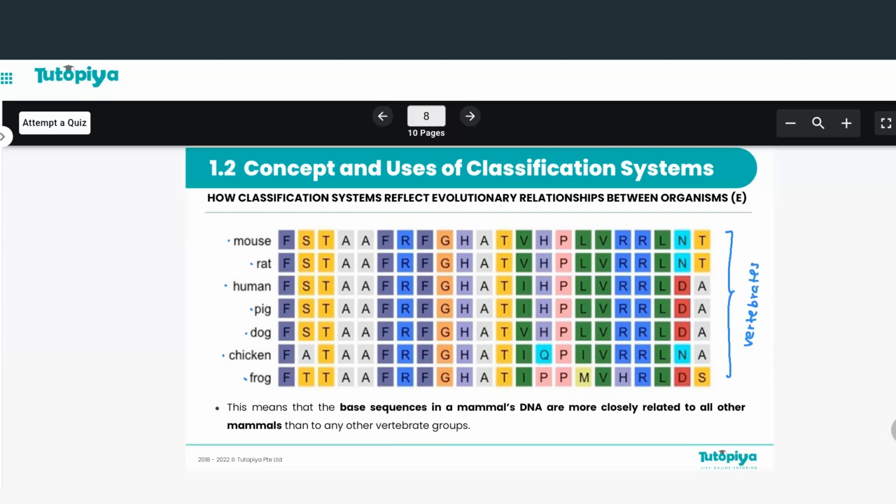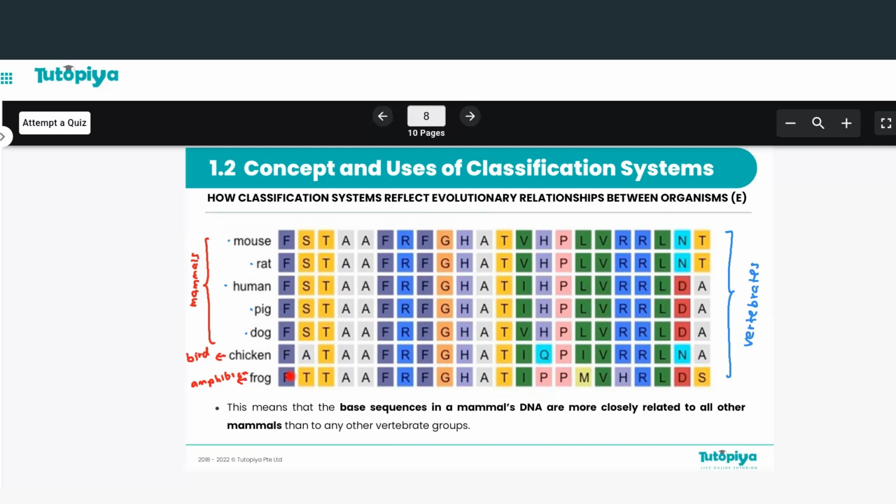Right? These are all vertebrates. Now, if we consider the mouse and the rat and the human and the pig and the dog, we know that these are all mammals. And if we consider the chicken, we know that the chicken is a bird. And if we think about the frog, we know that the frog is an amphibian. All right. So we're just going to look at the DNA base sequences of these 5 mammals, of the bird, and of the amphibian. And we're going to come to a few conclusions based on these DNA base sequences.